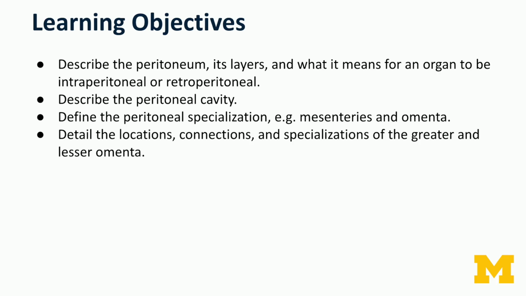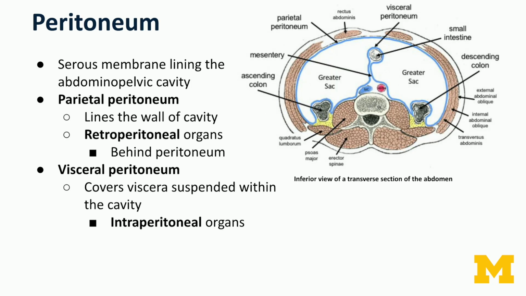In this video, we'll discuss the peritoneum, its various layers, and what it means to be an organ that's either intraperitoneal or retroperitoneal. We'll talk about the peritoneal cavity. We'll discuss peritoneal specializations, such as mesentery and omenta, and we'll detail some of the locations, connections, and specializations of the greater and lesser omenta.